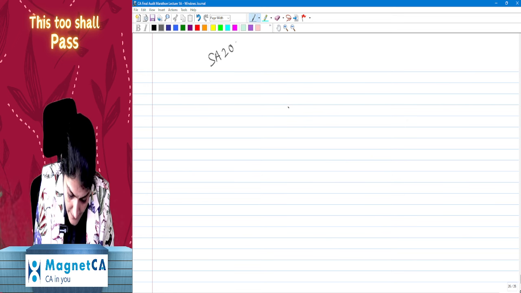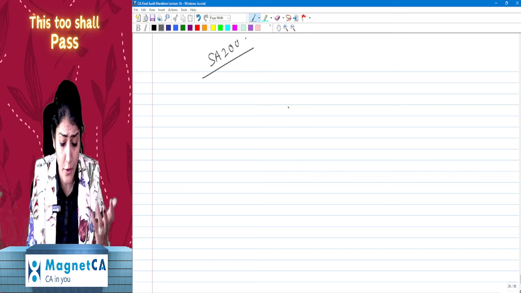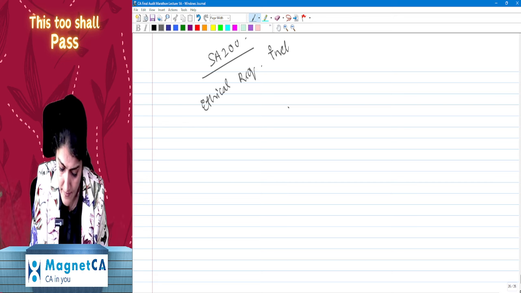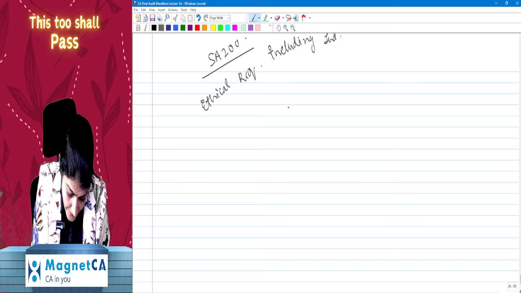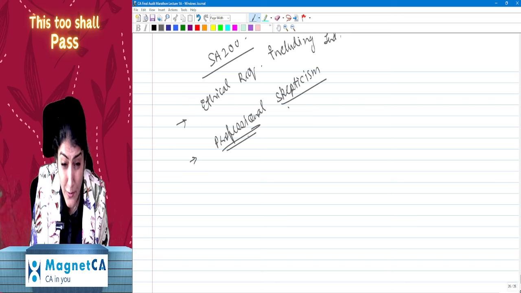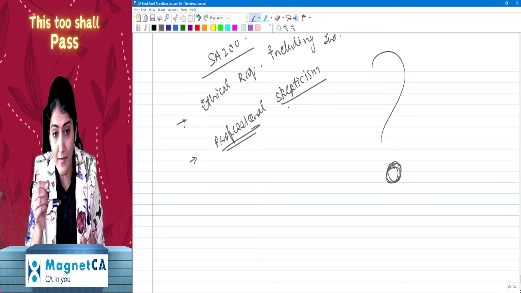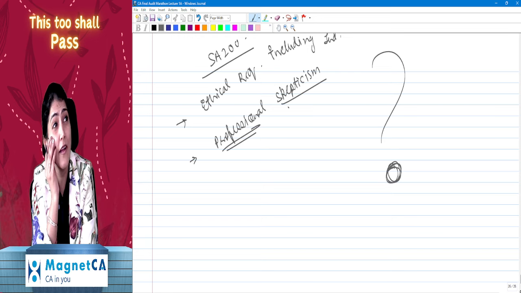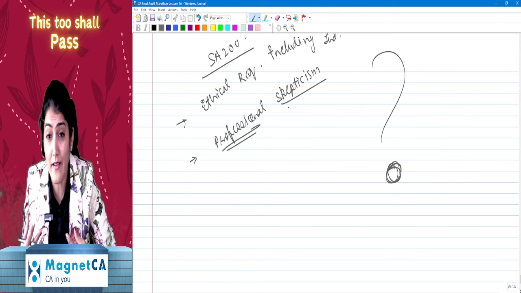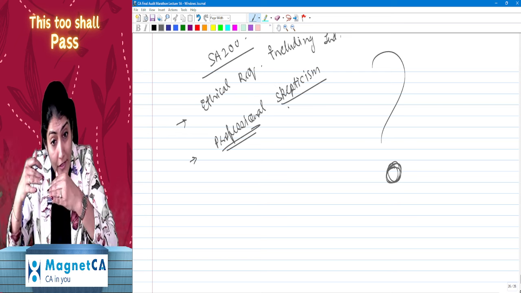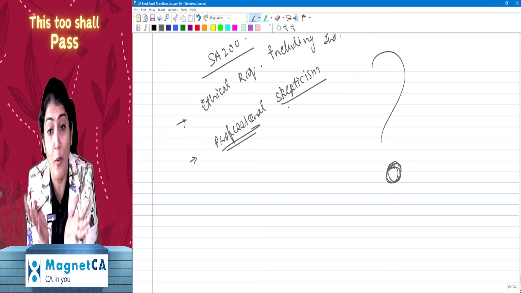Then SA 200 says that auditor, whenever you want to achieve your overall objective, you need to comply with the ethical requirements, including independence, which I just discussed with you. Then it says, throughout the course of the audit, you need to maintain an attitude of professional skepticism, an attitude that includes a questioning mind. There has to be a question mark on the face of the CA always. Why, what, when, how come, why this, why not that? A questioning mind, not accepting anything blindly. A very curious mind, to get into the substance of the transaction and not only the form of the transaction.